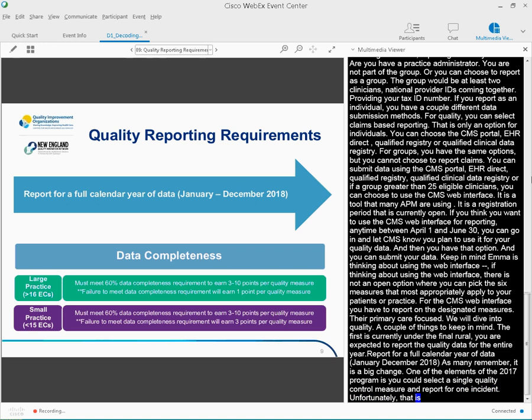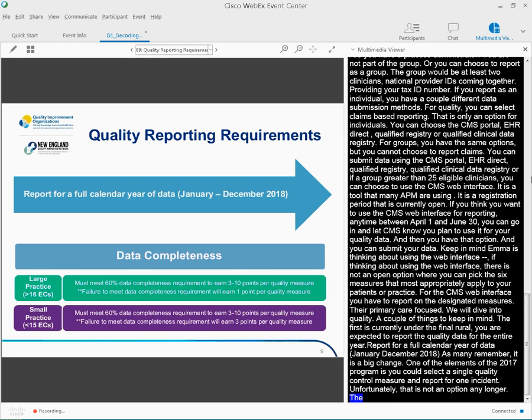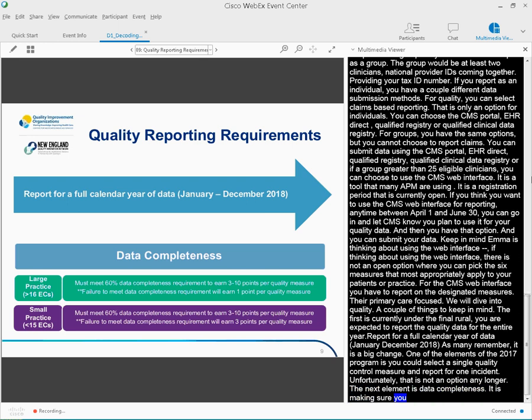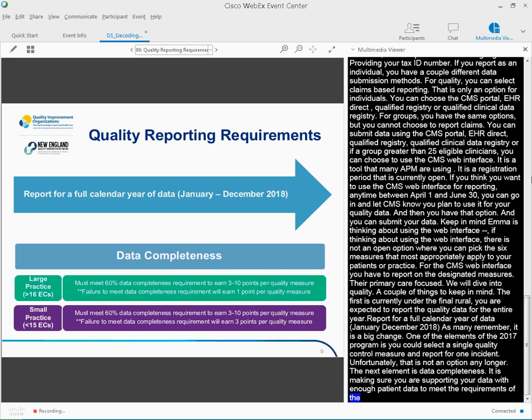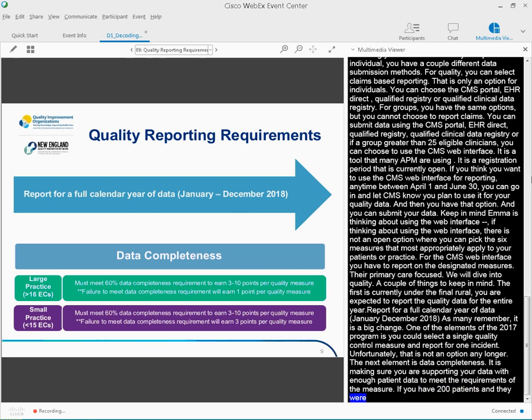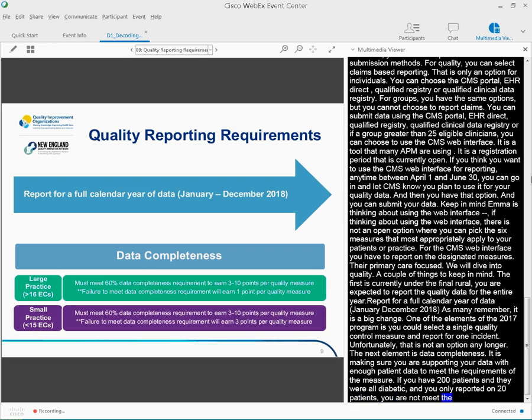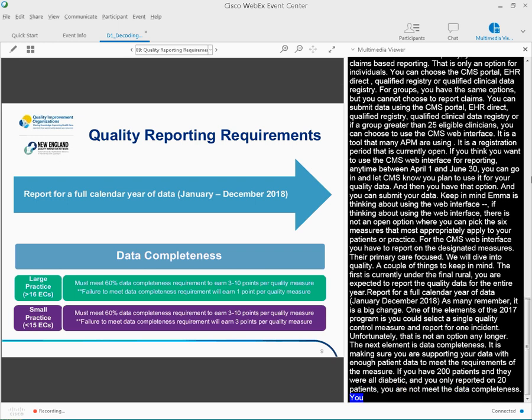The next element to consider is data completeness. Data completeness is making sure that you are supporting your attestation of data with enough patient data to say that you've met the requirement of that measure. So if you had, let's say, 200 patients in your panel and they were all diabetic, but you only reported on 20 of those patients, you wouldn't be meeting the data completeness requirement because you only reported on about a fifth of those applicable patients for that given measure.